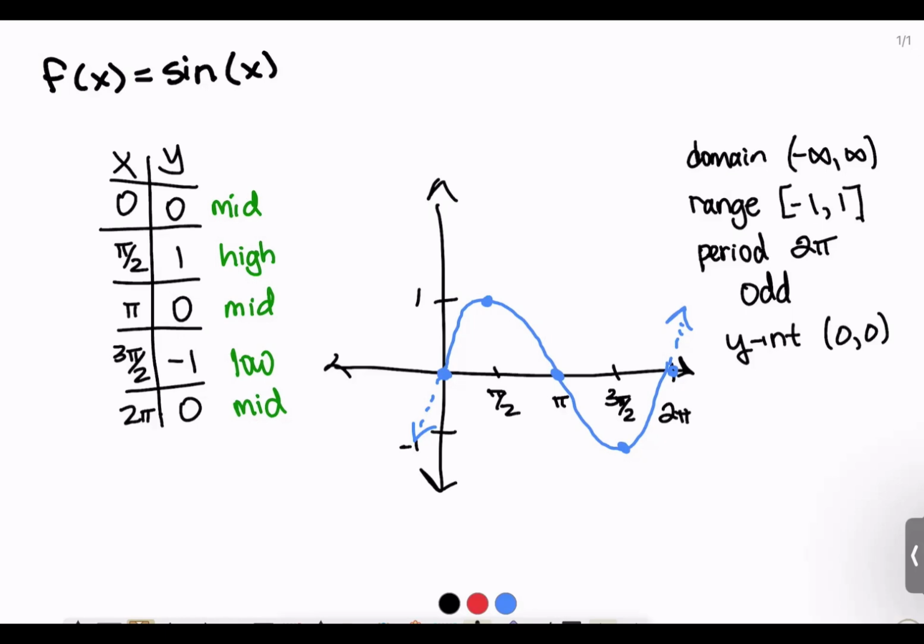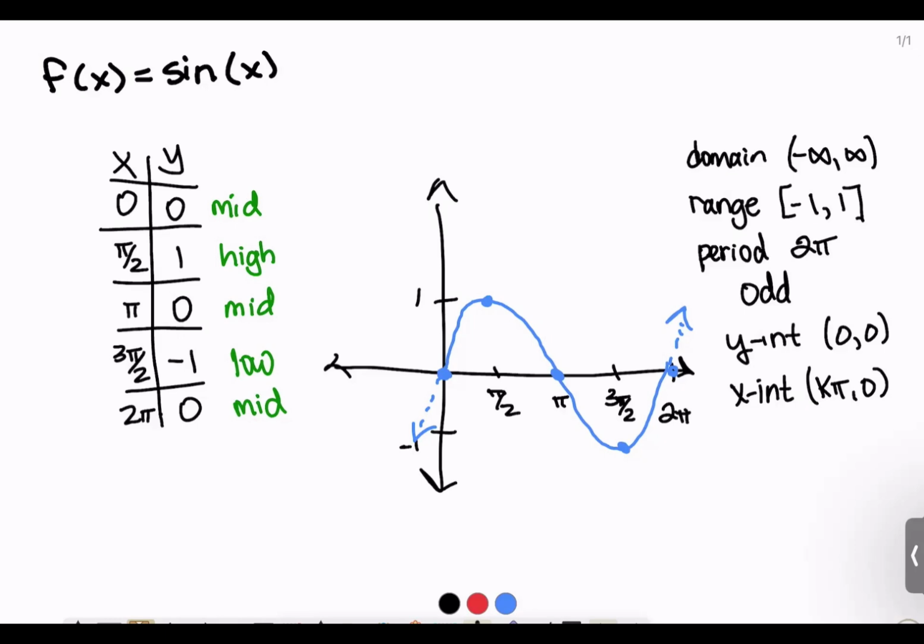And the x-intercepts, there are infinitely many of those, but they always happen at multiples of pi. So you sometimes see this written as k. So k is just some integer times pi. So it's going to happen at 0, pi, 2 pi, 3 pi, 4 pi, and also negative 2 pi, negative 3 pi, negative 4 pi. All of those will be x-intercepts. So this is the basic sine curve of just y equals sine x.